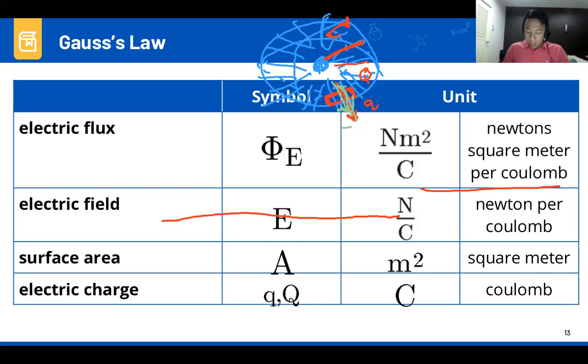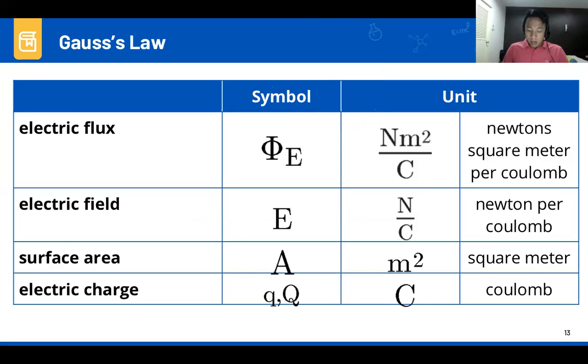Our main goal here is to just show you how to solve. So if you want to learn how electric flux or how Gauss's law was found or derived, then you can search for videos. There are a lot of videos. Okay, so we have here some symbols and units respectively.